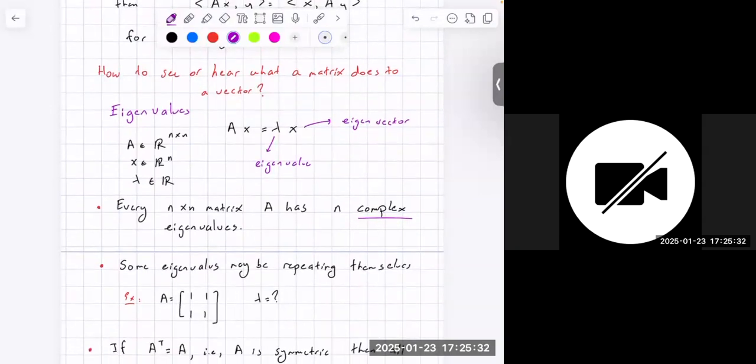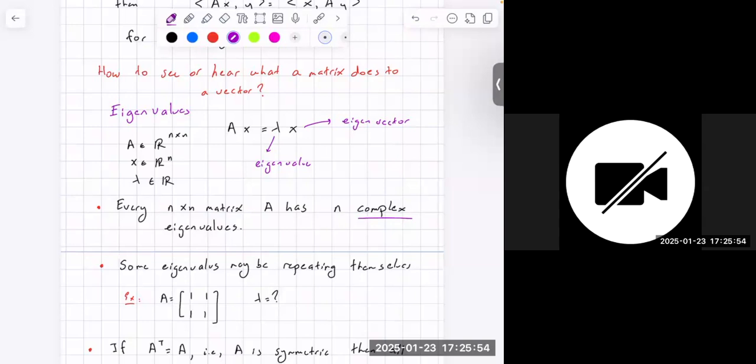For example, if you look at this matrix, 1, 1, 1, 1, and if you look at the eigenvalues, you will have 2 of them. That's what the math fact is. It's a 2 by 2 matrix. You will end up seeing 2 eigenvalues. And turns out for this guy, they're both 1. You see 1 and 1 again. Sometimes it could repeat itself. But in total, there will be n of them.